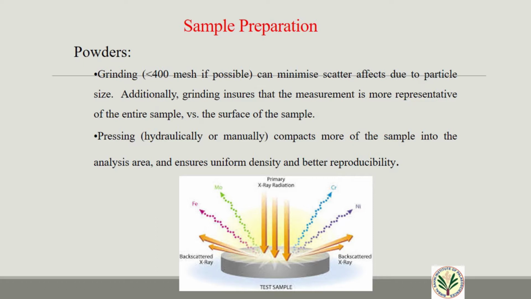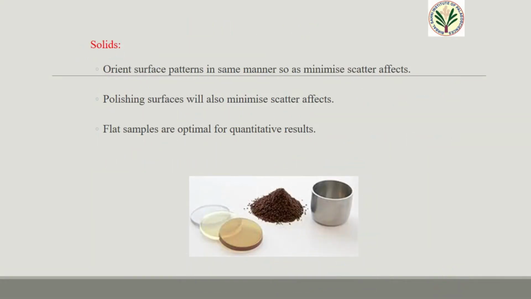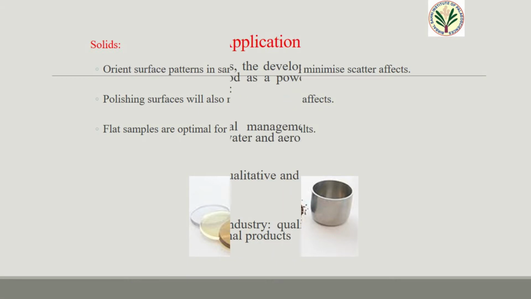Pressing compacts more of the sample into the analysis area and ensures uniform density and better reproducibility. We can also analyze solid samples, with the oriented surface pattern treated in the same manner so as to minimize the scatter effect. Polishing the surface will also minimize scatter. Flat samples are optimal for quantitative results.